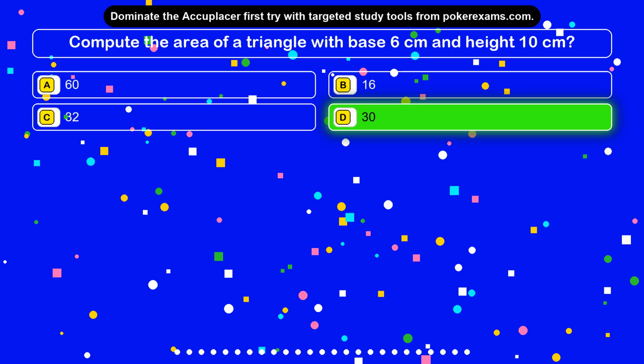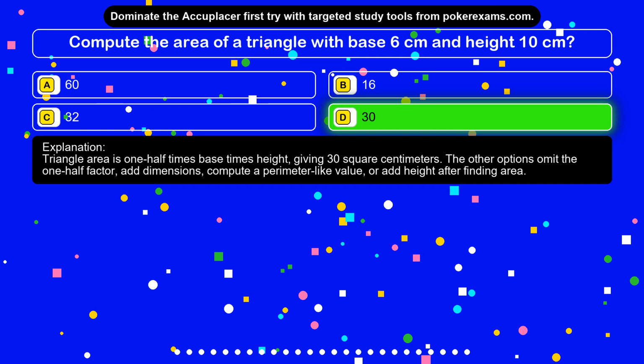The correct answer is option D, 30. Triangle area is 1/2 times base times height, giving 30 square centimeters. The other options omit the 1/2 factor, add dimensions, compute a perimeter-like value, or add height after finding area.